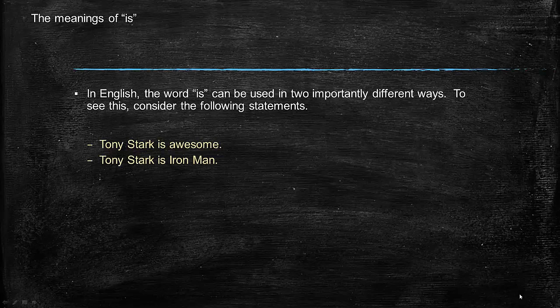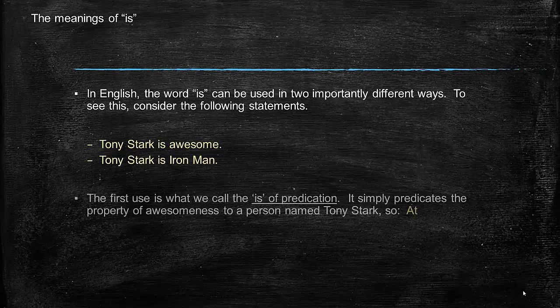So you can easily understand this by thinking about these two sentences. Tony Stark is awesome. Tony Stark is Iron Man. Now, the first use is the one we're used to, and we call this the "is of predication." So it simply predicates the property of awesomeness to a person named Tony Stark, and we write it the way we are used to writing that, big A, little t.